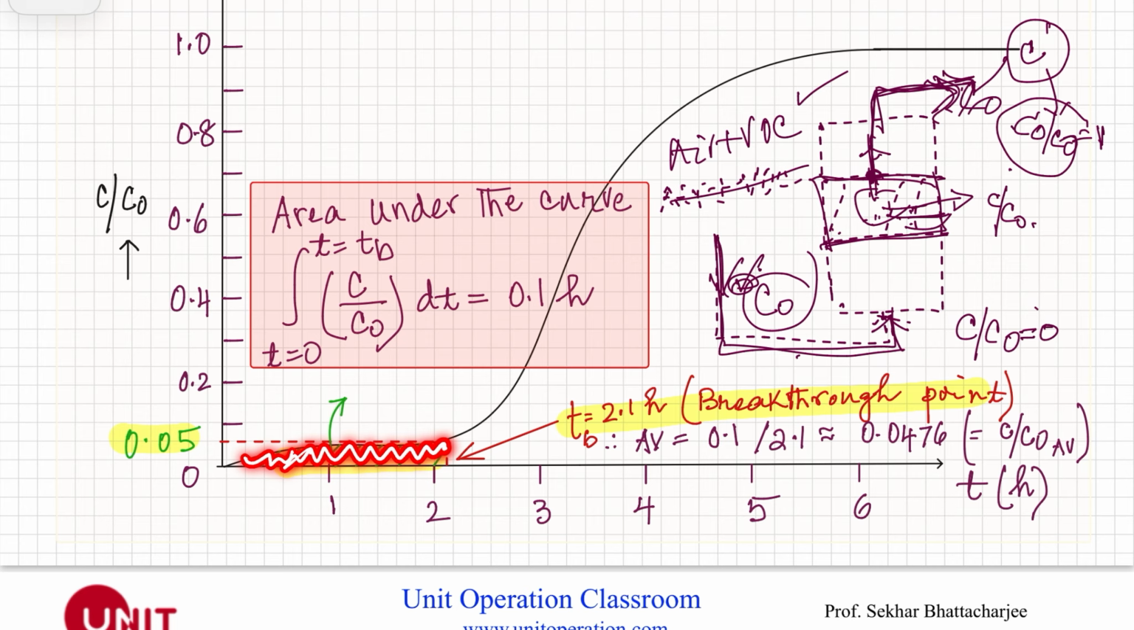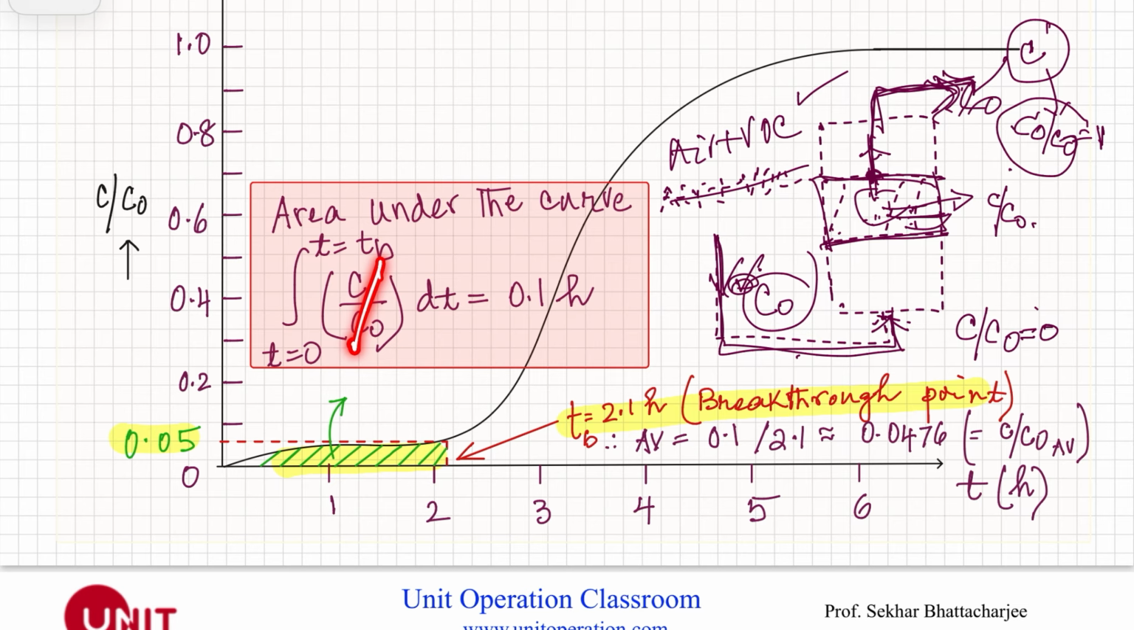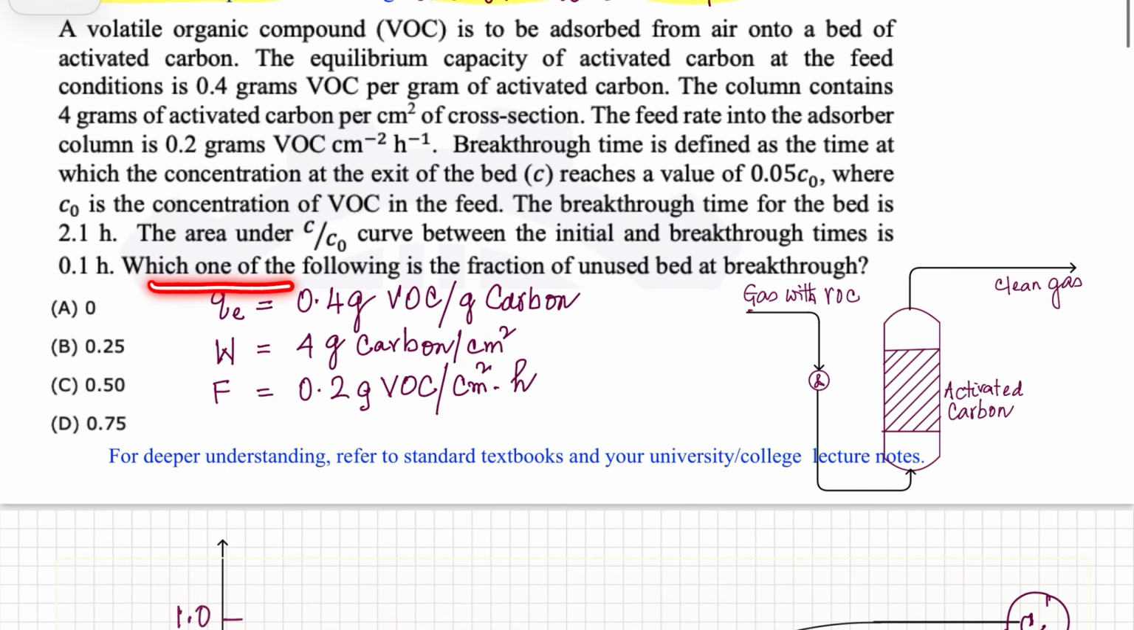So here, this is the area we are talking about. This area under the curve is the integral from time 0 to TB, up to this point, this is my TB. So this integral of C by C0 times dt is equal to 0.1 hour. Why hour? Because C by C0 is dimensionless, so this integral has the unit of time only, 0.1 hour. Okay. All right. Which one of the following is the fraction of unused bed at breakthrough?